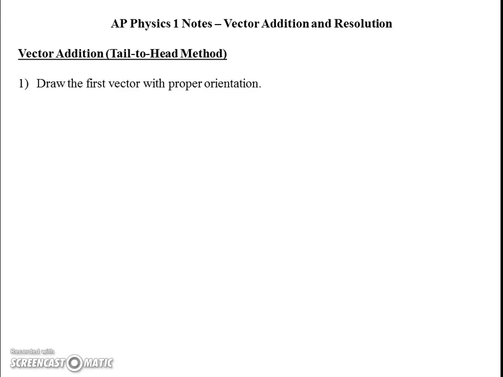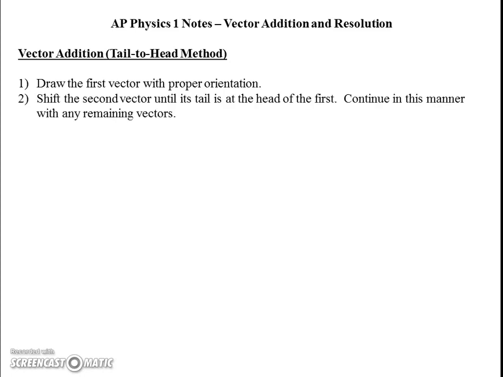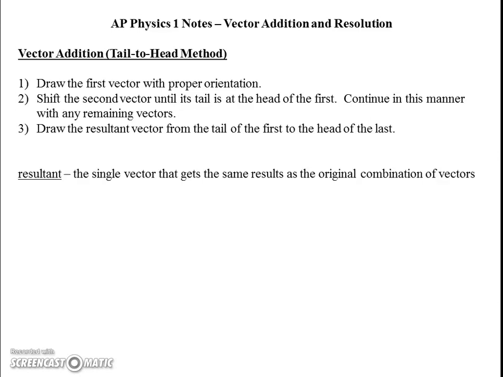It's a three-step process. First, draw the first vector with proper orientation, which means draw it east or north or up or down according to the directions given. Step 2, shift the second vector until its tail is at the head of the first. Continue in this manner with any remaining vectors, and that process will become clearer as we go through our first couple problems. Step 3, draw the resultant vector from the tail of the first to the head of the last. Here we define resultant as the single vector that gets the same results as the original combination of vectors.